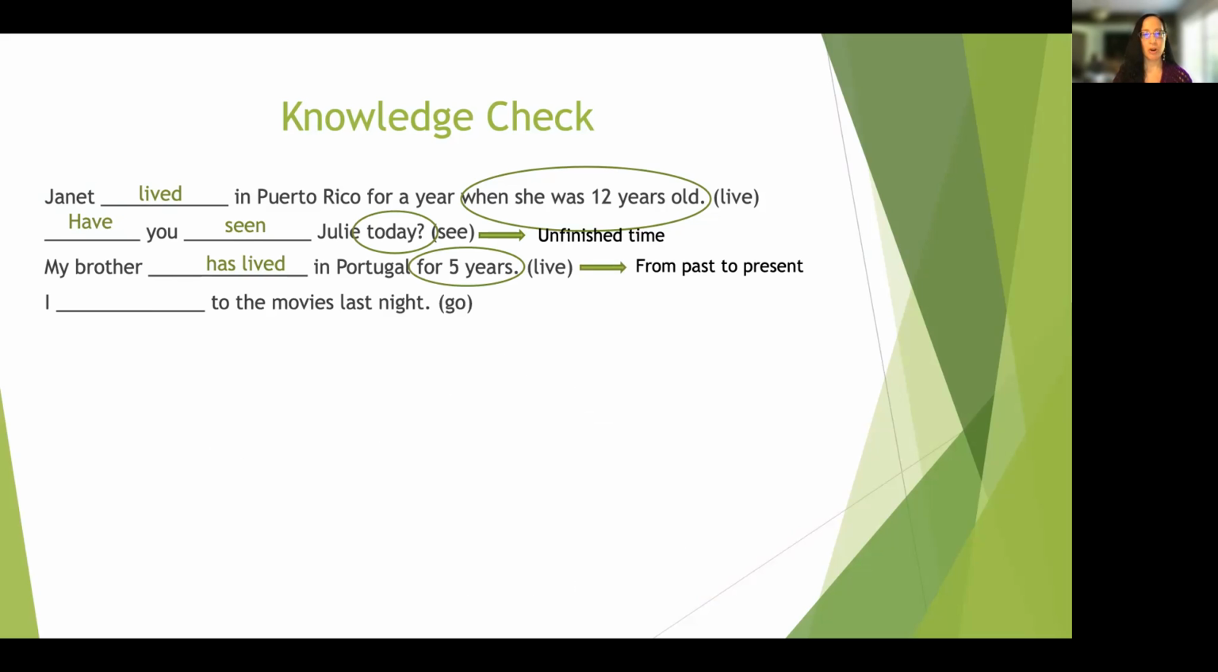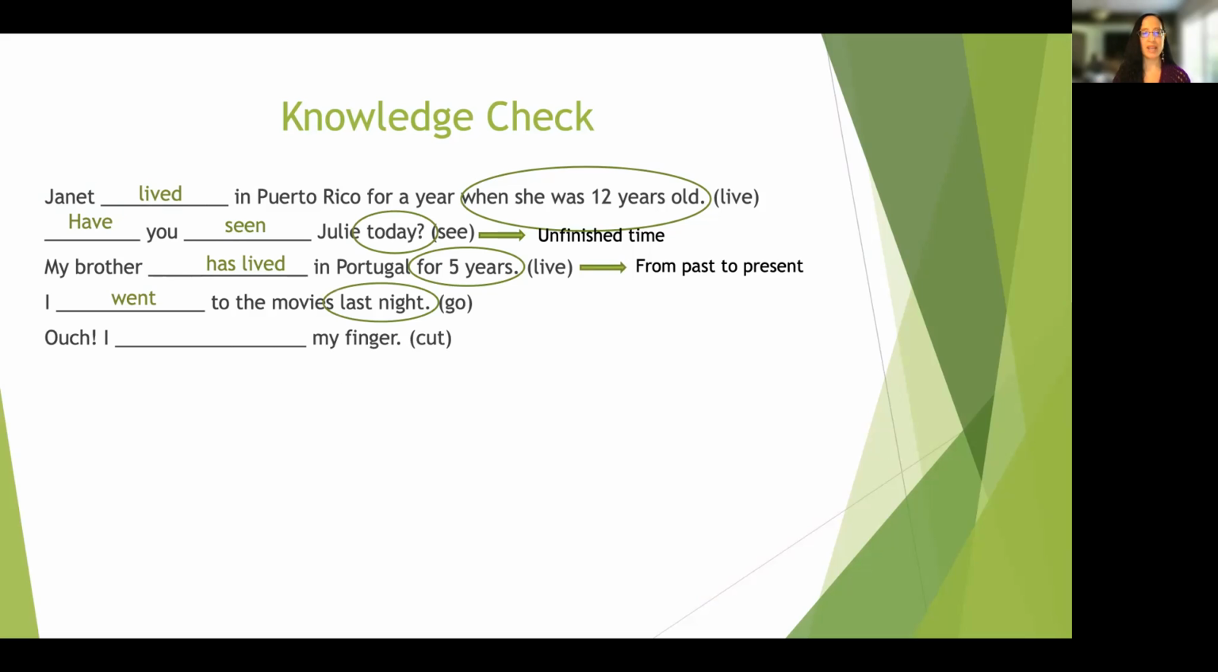Now, what's the main verb? Go or to go. I blank to the movies last night. What's the hint? Last night. I went to the movies last night. Outstanding job. I'm so proud of you.